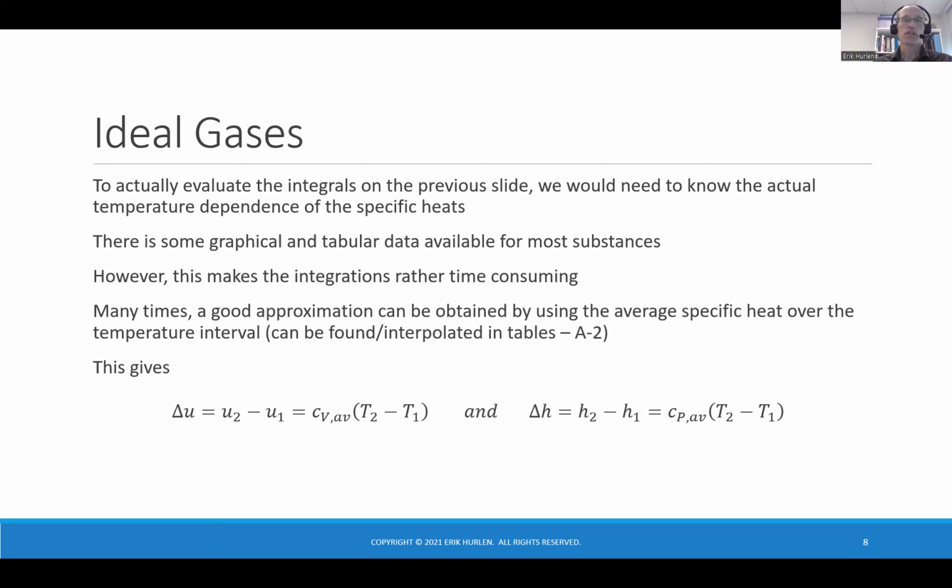Another good approximation is to take the average value of the specific heat over some temperature range. This way, the integral again reduces to a simple change in temperature times this average value of the specific heat, as seen down here.